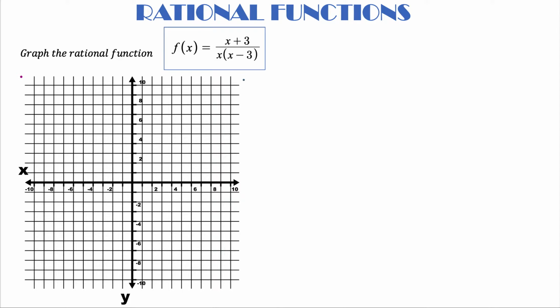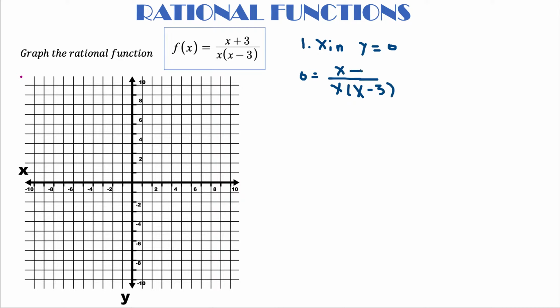So just let me take a pen. The other important points, let me take first of all the x-intercept. Let me write x-intercept. For the x-intercept, y is equal to 0, so I am setting y equal to 0. If we are setting y equal to 0, here we write 0 is equal to x plus 3 over x times x minus 3. Its denominator is x times x minus 3, and the numerator here is x plus 3.